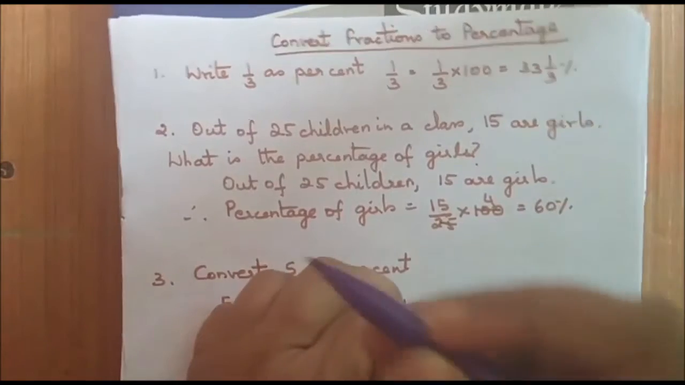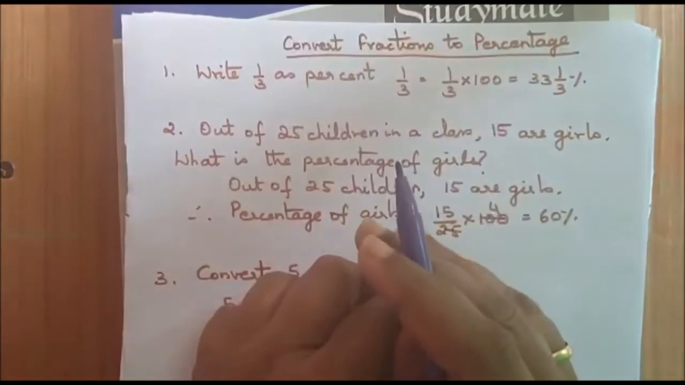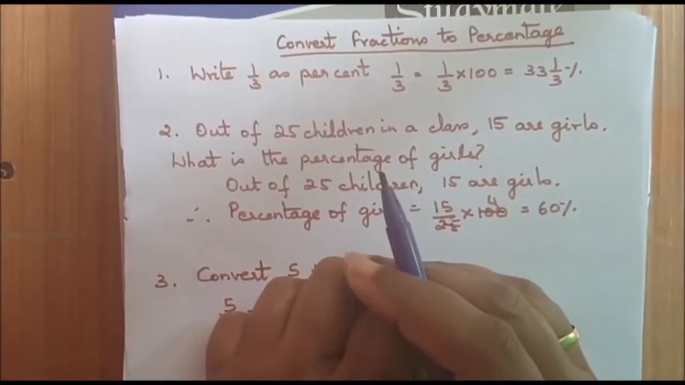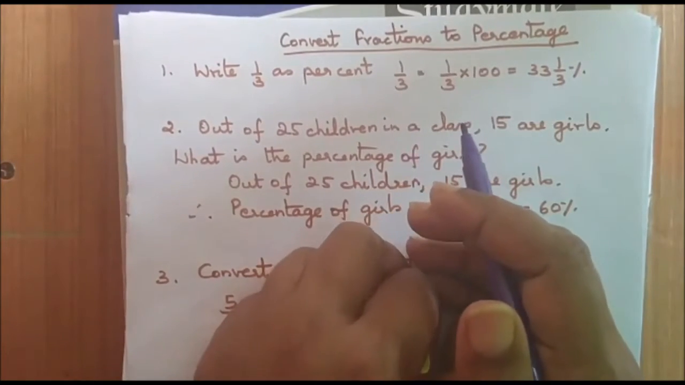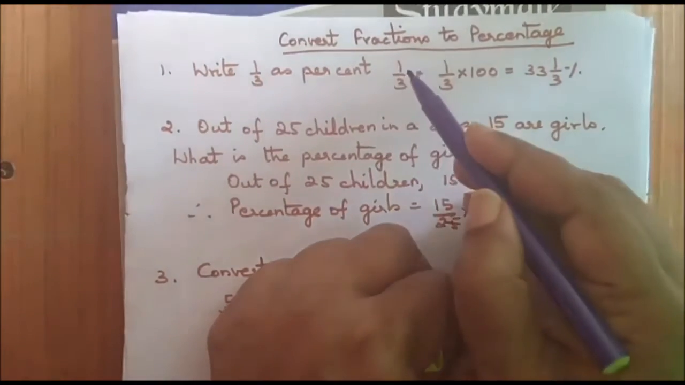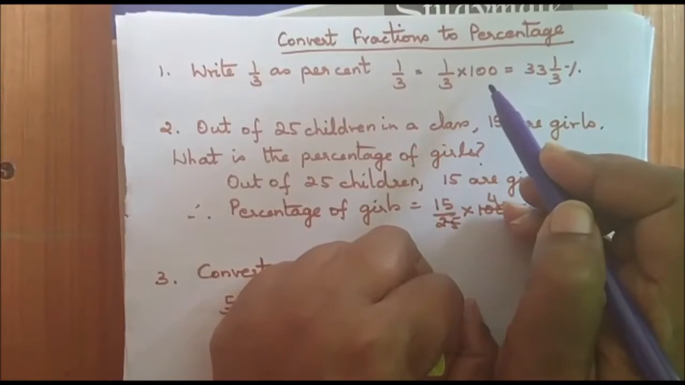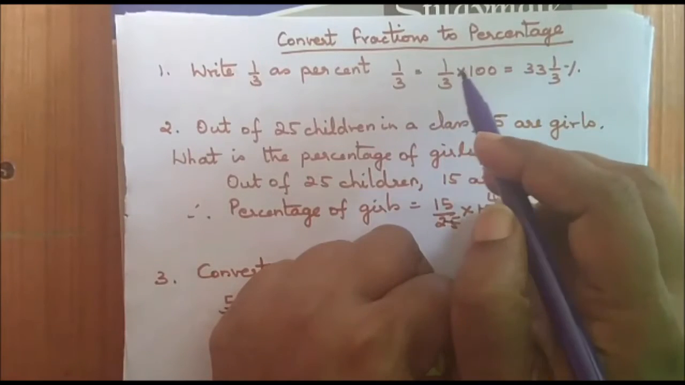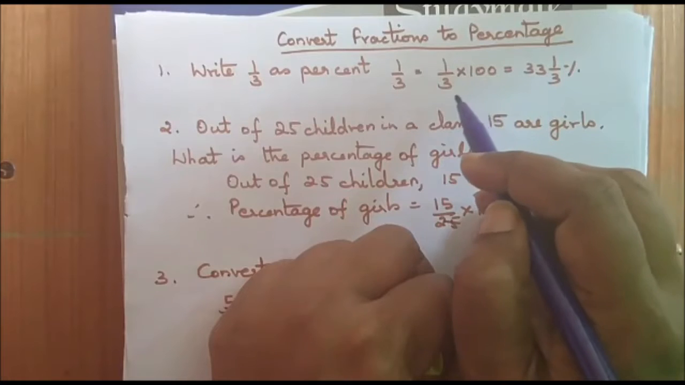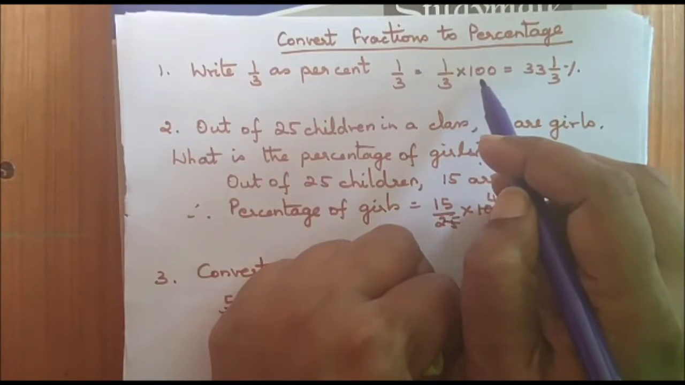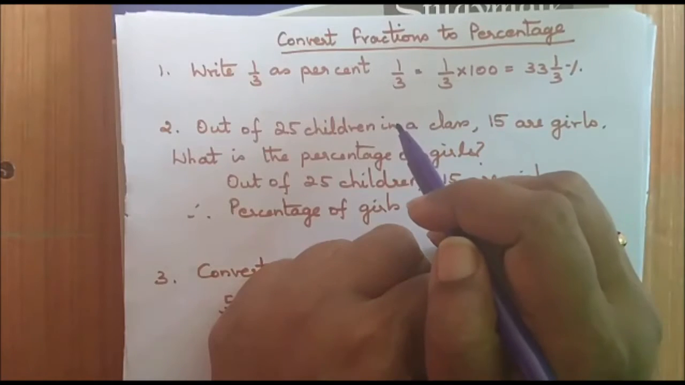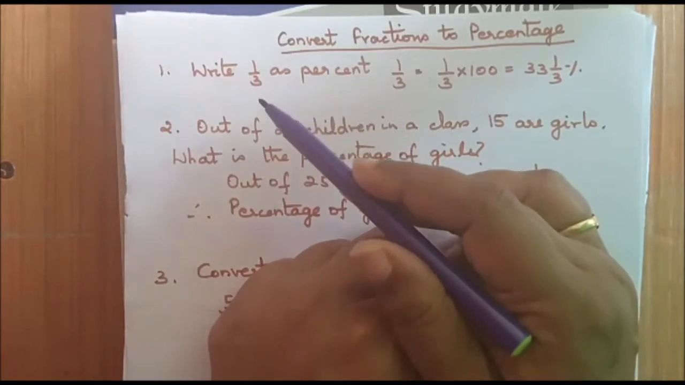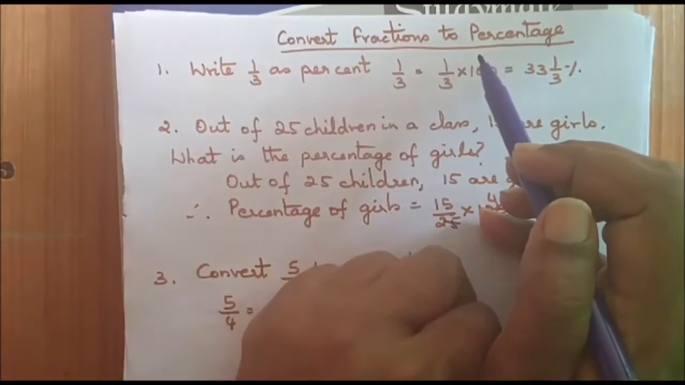Suppose I am given a fraction 1 by 3, I have to convert it into percent. What do you mean by percent? Percent is 100, isn't it? So 1 by 3 into 100 will give me the percentage of this fraction. It is 33 1 by 3%. This is how I convert a fraction into percent.